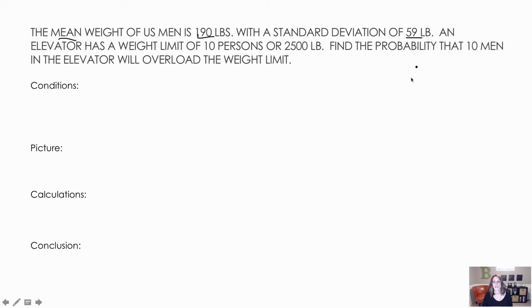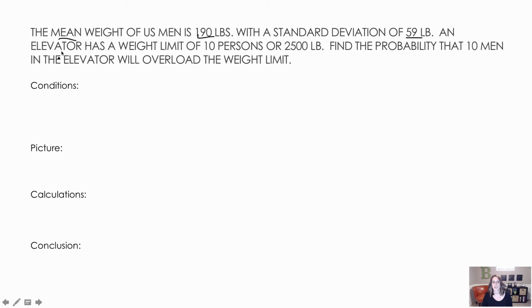It's kind of a big standard deviation. An elevator has a weight limit of 10 persons or 2,500 pounds. Find the probability that 10 men in the elevator will overload the weight limit. So again, I'm dealing with means. I have to check the conditions.